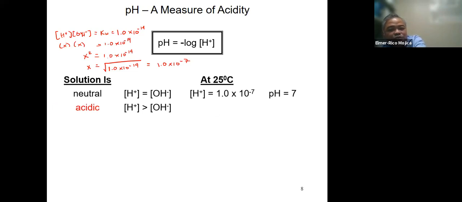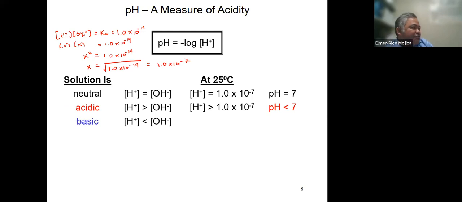Okay. Now, if you have the acidic one, the H plus is more than the OH minus. So you could say anything that is above 1.0 times 10 to the negative 7 has a pH that is less than 7. And in such cases where you have the basic solution where OH minus is higher than H plus, that is the instance where the H plus is less than 1.0 times 10 to the negative 7. And then the pH is more than 7.